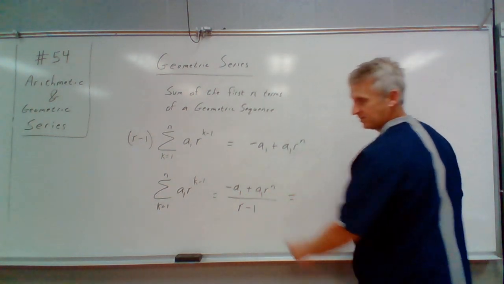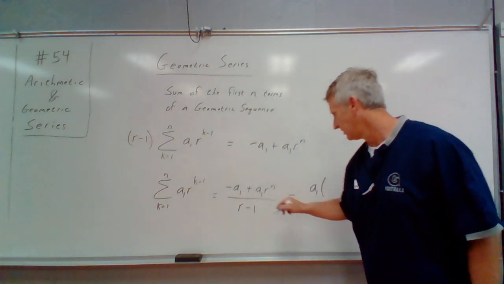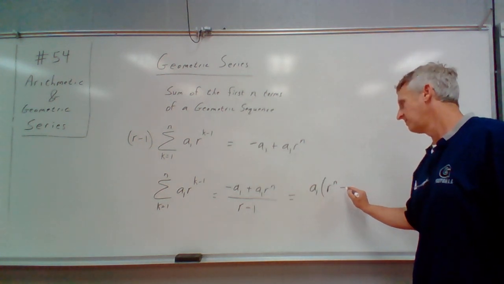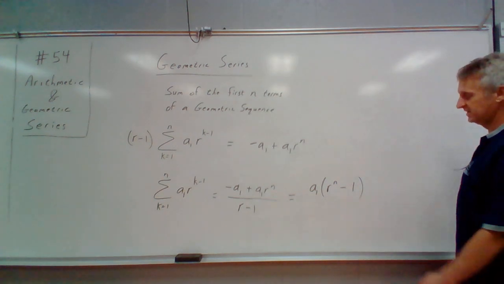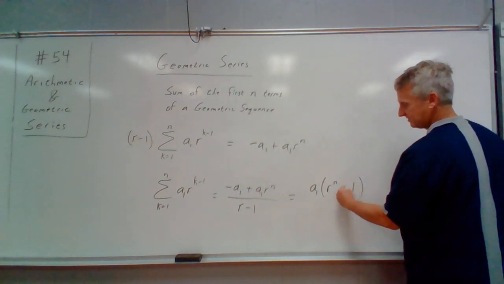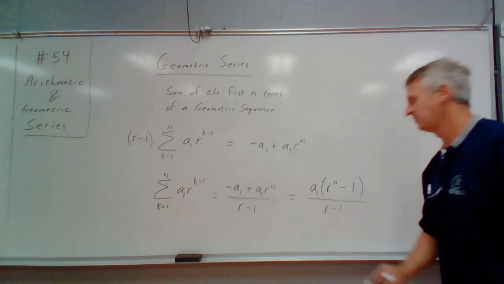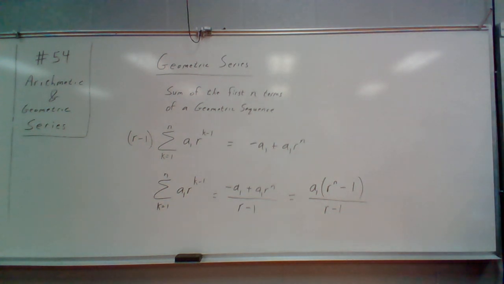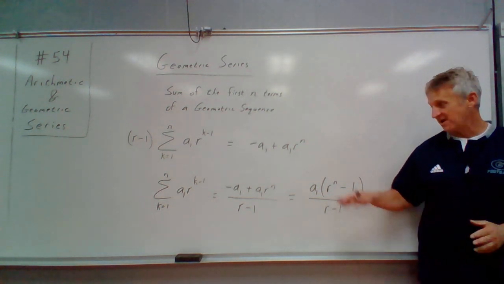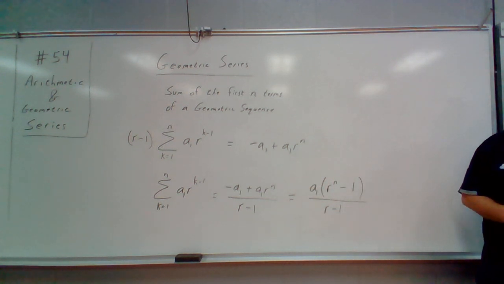I have an A1 in both those terms, so I'm going to factor that out. So I'll have A1 times R to the n minus 1. Right, I did it backwards. So if I distribute this back, I get A1 times R to the n, and I get minus A1, which is there, over R minus 1. All right, so finally, after all that mess, we have a general formula for the first n terms of a geometric sequence. Okay, I'll never ask you to go through all that proof again, but here is a nice formula for it that we can use.